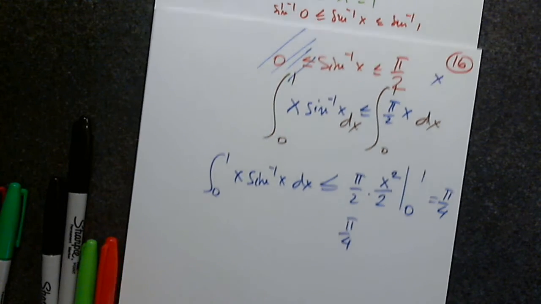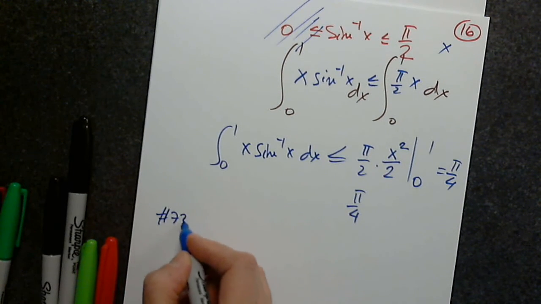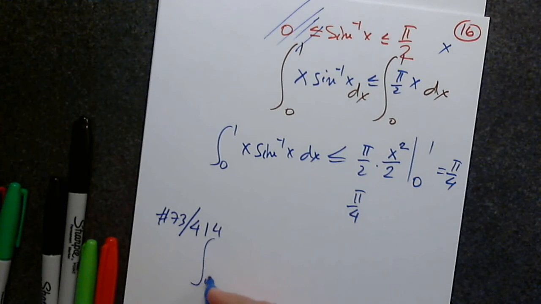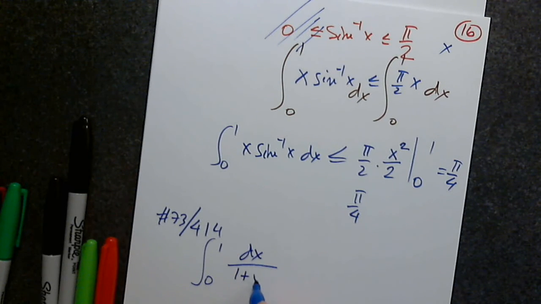Problem 73 caught my eye, on page 414 now. The integral from 0 to 1 of dx over 1 plus the square root of x to the 4th. This looks ugly, at least initially. I don't know.